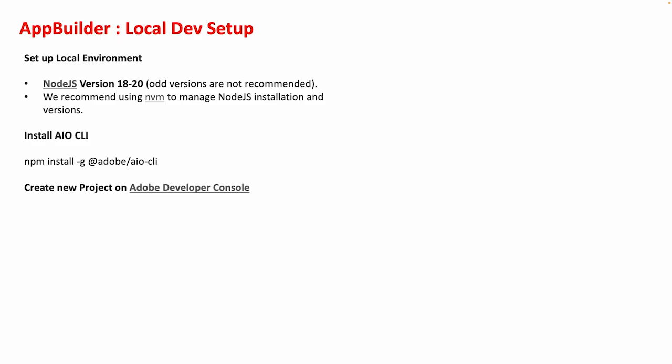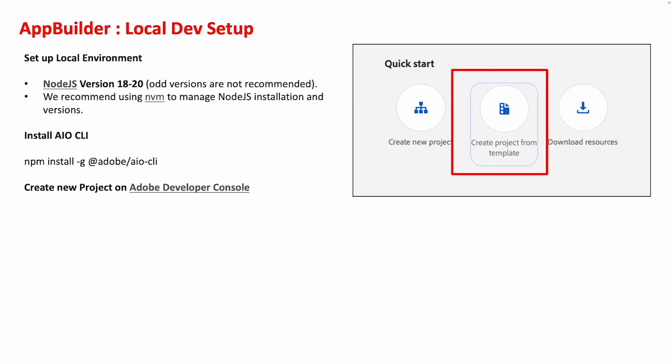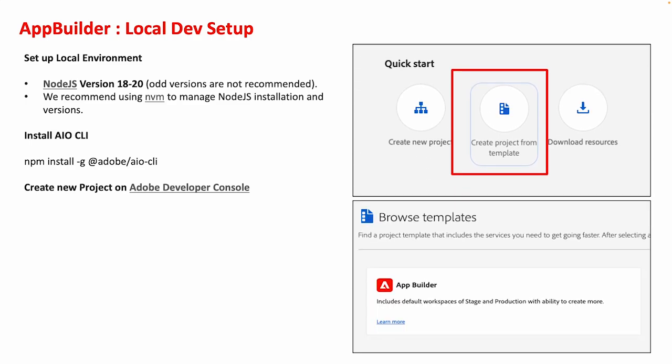As a next step, you have to open the Adobe Developer Console, log in and create a project. So make sure your org has Adobe Developer Console. Once you are logged into Adobe Developer Console, you have to create a project. So you click on create project from template, then select AppBuilder from the template list and create a project.